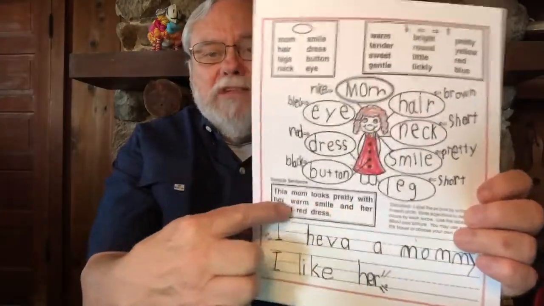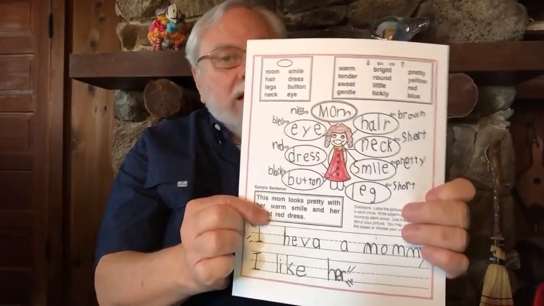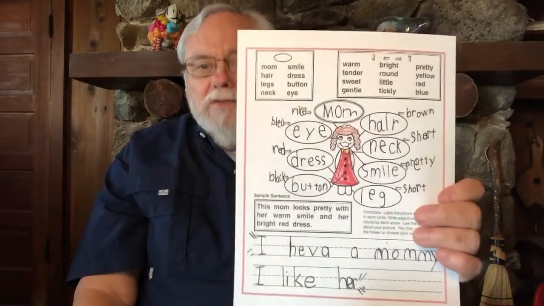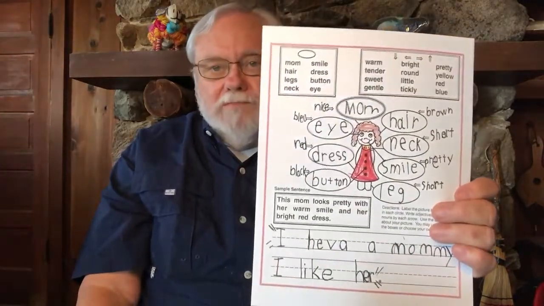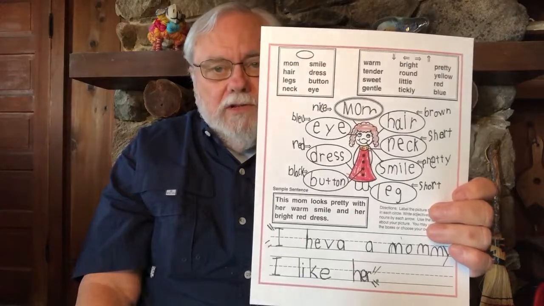So this child has a nice mom with blue eyes, red dress, black button, brown hair, a short neck, a pretty smile, and a short leg. And then on these pages, I put a sentence here. My sentence is, "This mom looks pretty with her warm smile and her bright dress." And I told the kids, if you want to copy my sentence, that's fine. But by this time, they're tired of copying. It's not as much fun to copy as it is to do it on their own. So the children all wrote their own sentences, and this child wrote, "I have a mommy and I like her."